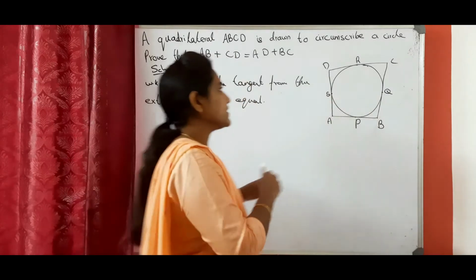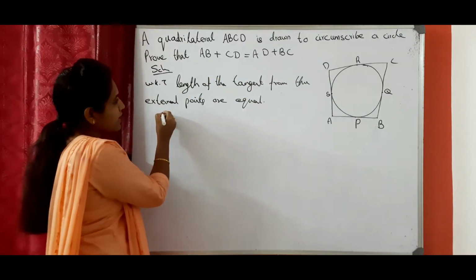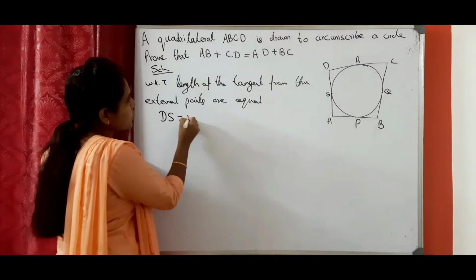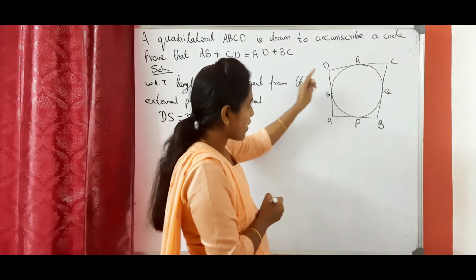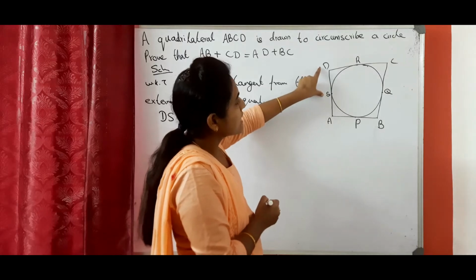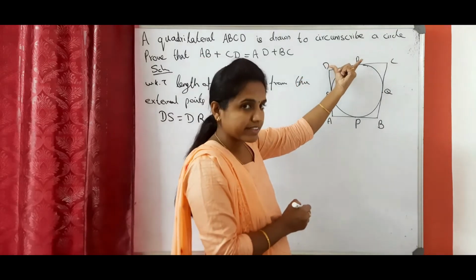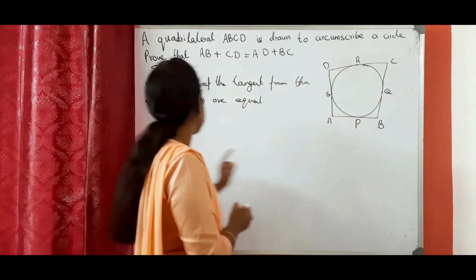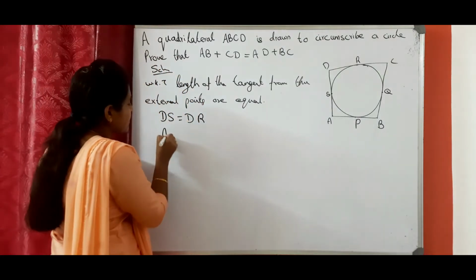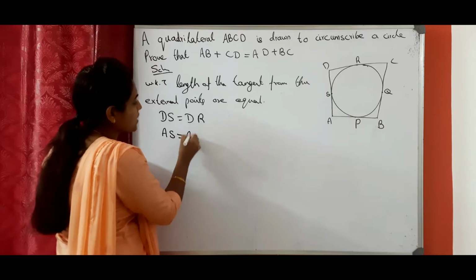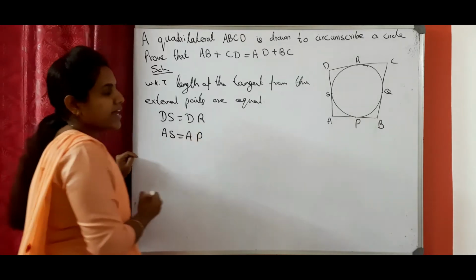So I take D as the external point, so we can write DS is equal to DR. The lengths of the tangents are equal. D is the external point, means DS and DR are the lengths of the tangents. These both are equal. Then if I take A as the external point, we can write AS is equal to AP.